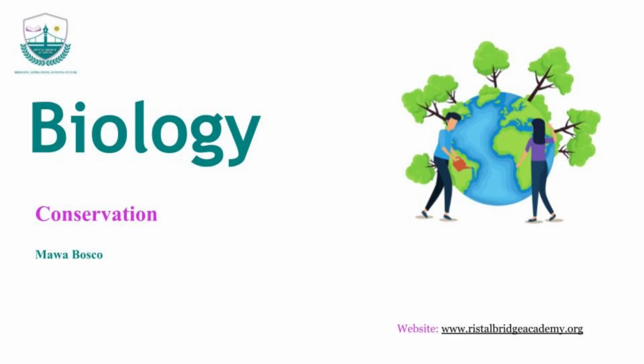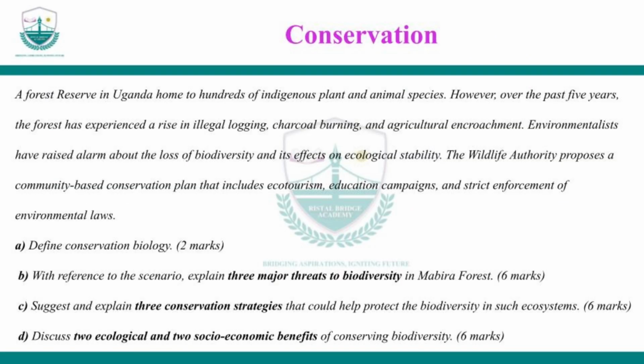Let's look at this scenario and see if it will be able to help us achieve our objectives. A forest reserve in Uganda is home to hundreds of indigenous plant and animal species. Over the past 5 years, this forest has suffered from illegal logging, slash-and-burn farming, and agricultural expansion. The environmental team is investigating biodiversity loss and creating an action plan. They propose 3 key strategies: education campaigns, law enforcement, and restoration projects.